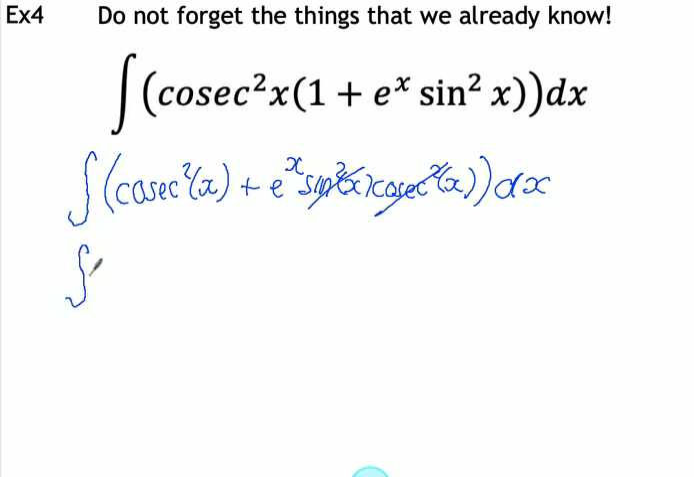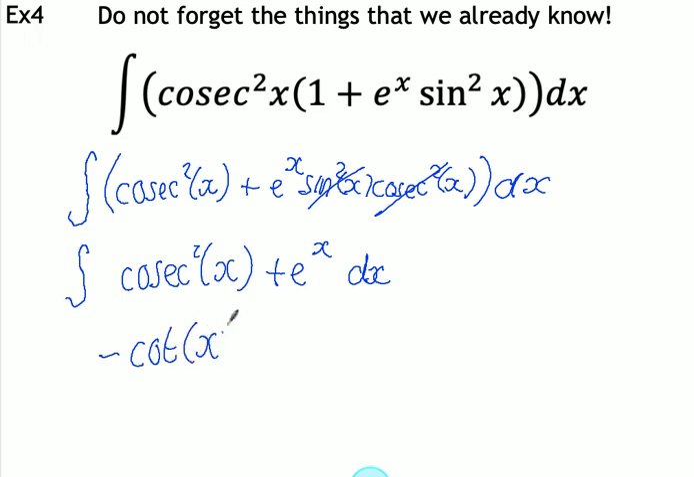Right, okay. So now it leaves us with cosec squared x, add e to the x with respect to x. Cosec squared, again, in the formula book, cosec squared x integrated becomes negative cot x, and e to the x becomes e to the x. And finally, remember our constant of integration.